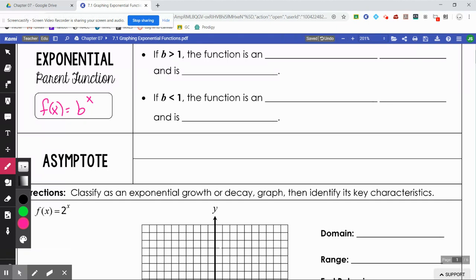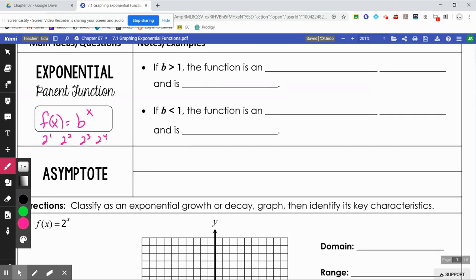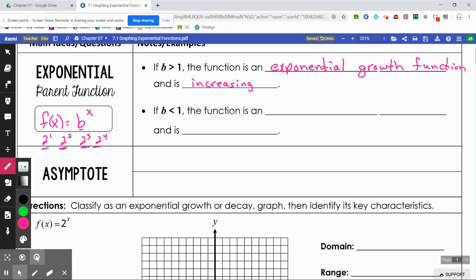You could take this and experiment. You could do 2 to the first, 2 to the second, 2 to the third, 2 to the fourth, and see what happens. It gets bigger and bigger and bigger, and actually very quickly. If b is greater than 1, like it was here, like 2, the function is an exponential growth function and is always increasing. Notice 2 to the first, that's 2, 4, 8, 16, then 32, 64.